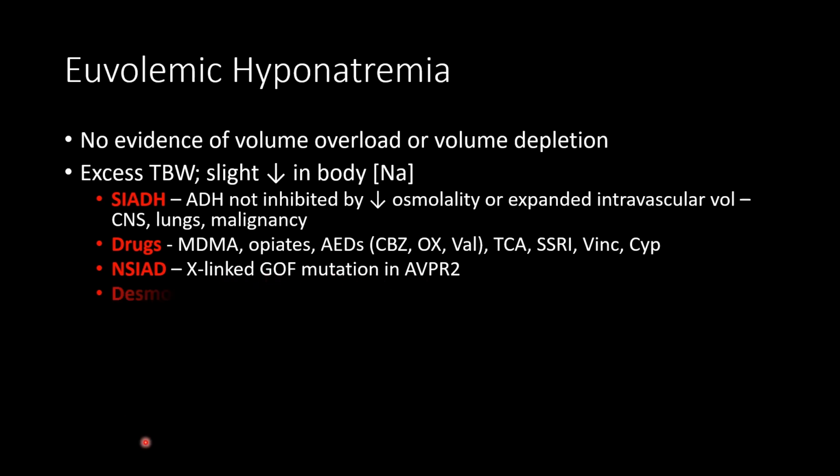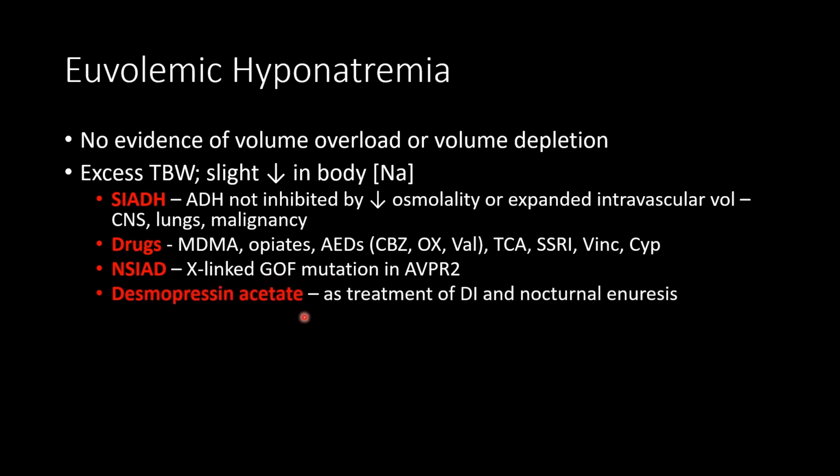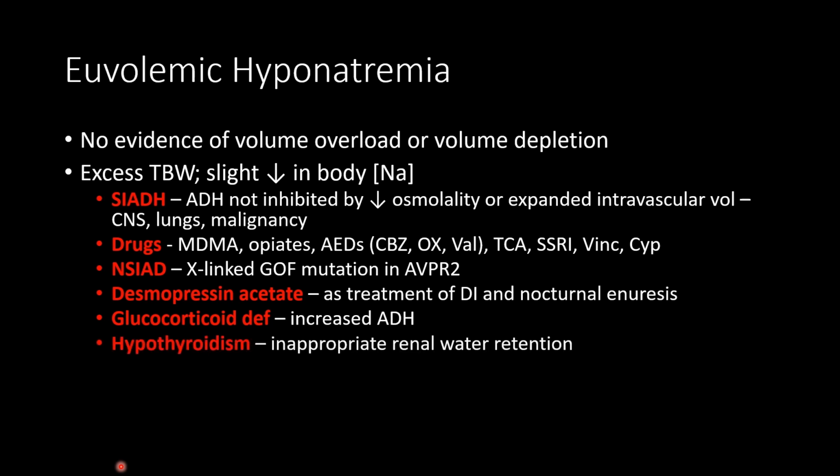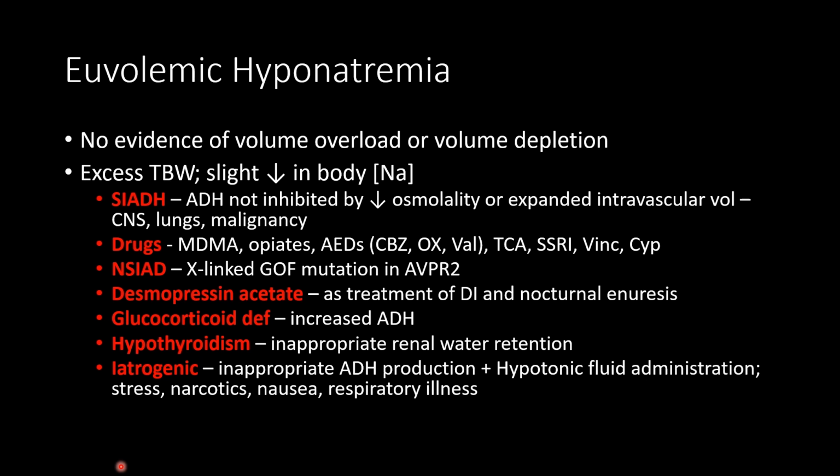Another condition is desmopressin acetate. Obviously, if we give ADH from outside, external ADH, that will mimic as if there is ADH excess, so that will cause the same hyponatremia by the same mechanism as SIADH. Only here the ADH was internally produced, here the ADH is given from outside. Glucocorticoid deficiency causes increased ADH, so same mechanism. Hypothyroidism causes inappropriate renal water retention and causes euvolemic hyponatremia. And there is iatrogenic, that is inappropriate ADH production plus hypotonic fluid administration.